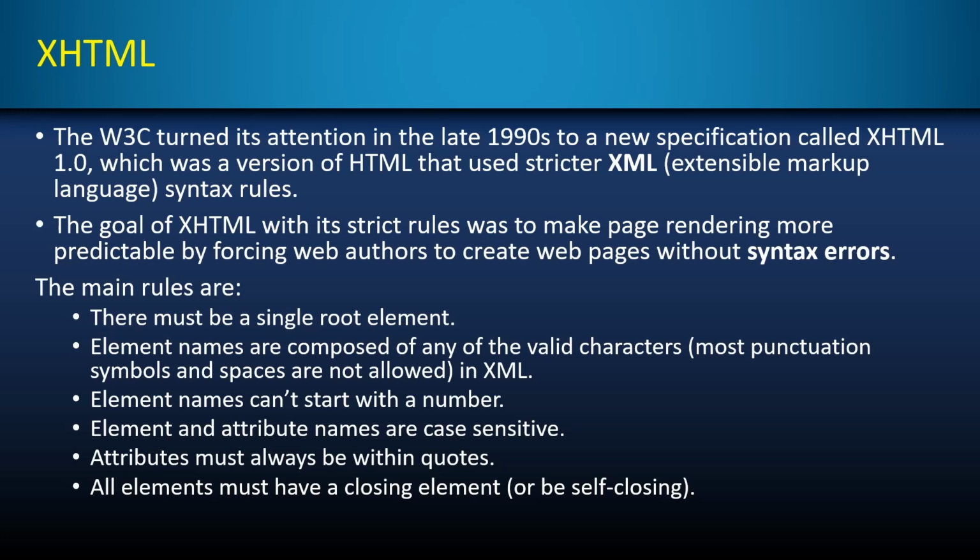They incorporated the rules of XML. The rules were: there must be a single root element, like the HTML tag. We will see what this single root element is. Then from that single root element, all the sub elements are extracted. Element names are composed of valid characters; most punctuation symbols and spaces are not allowed in XML. Element names cannot start with a number. Element and attribute names are case sensitive. Attributes must always be within quotes. All elements must have a closing element or be closing themselves. These were the rules followed by XHTML.